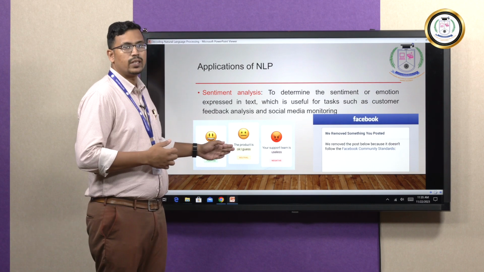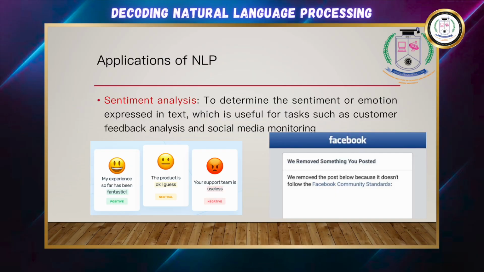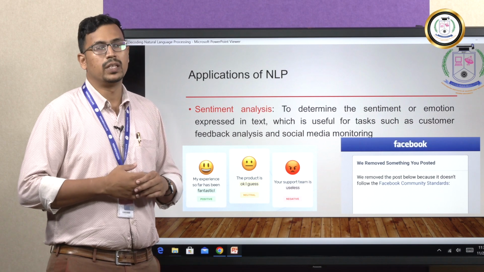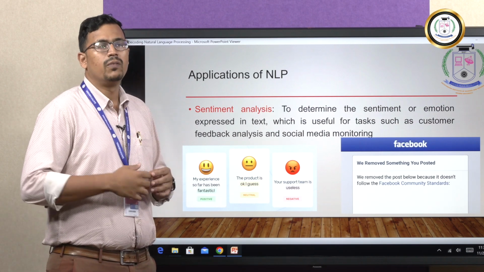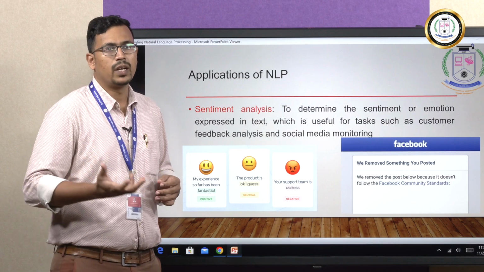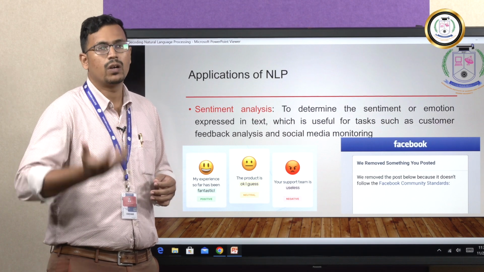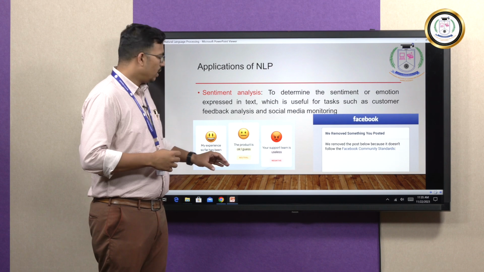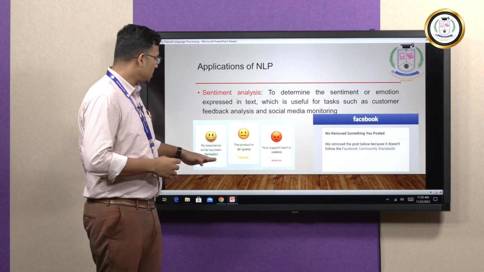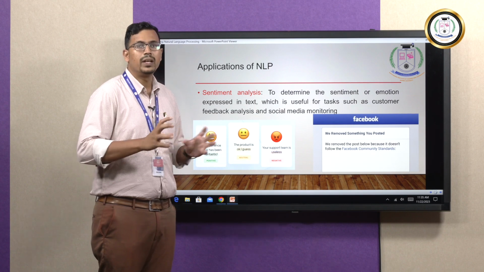Here on the left-hand side, you can see various feedbacks posted by customers who have purchased, especially through e-commerce websites like Amazon, Flipkart, etc. When we purchase an item from an e-commerce website, whether we like that product or not, we will definitely give a review. Based on the reviews, it analyzes the words. Here you can see the word fantastic, the word okay I guess, the word useless highlighted.